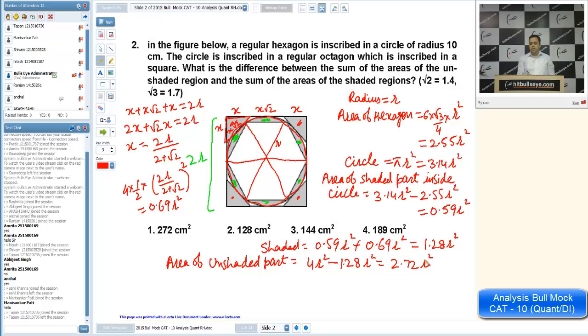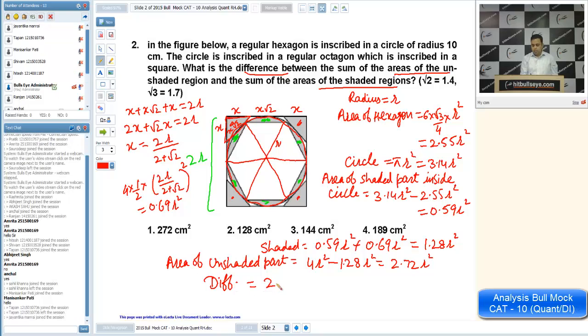Now question is asking about the difference between the areas which are unshaded as well as the shaded. So the difference is equal to 2.72 minus 1.28, and I am taking r square common here. So it will be equal to 1.44 r square. Now here the value of r is equal to 10.